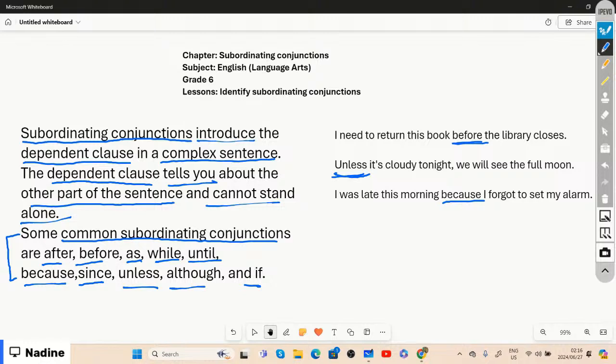And once again, our subordinating conjunctions are words like after, before, as, while, until, because, since, unless, although, and if. Those are our common subordinating conjunctions. And once again, it introduces the dependent clause within a complex sentence.